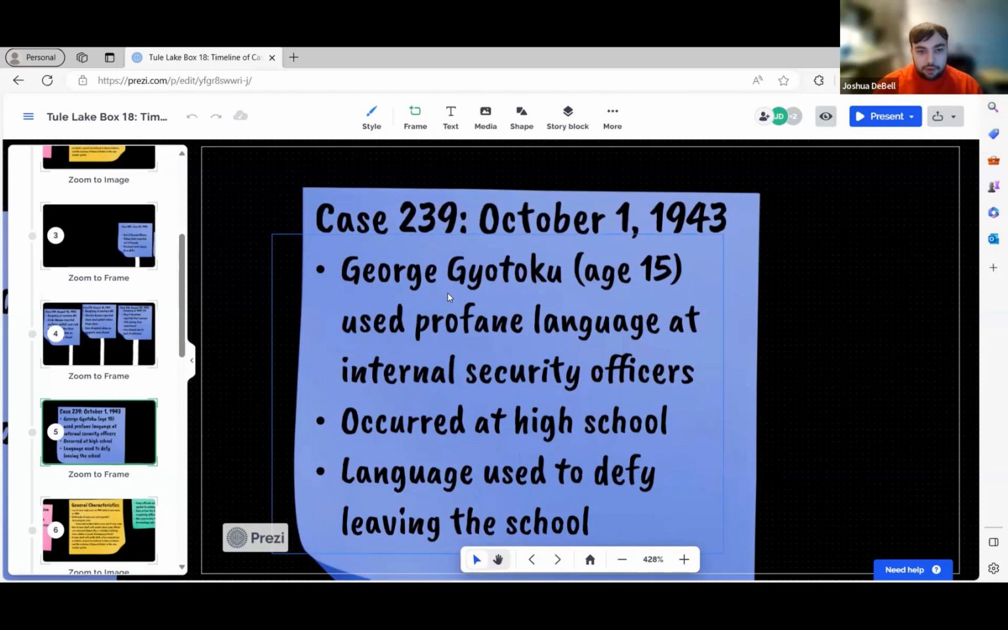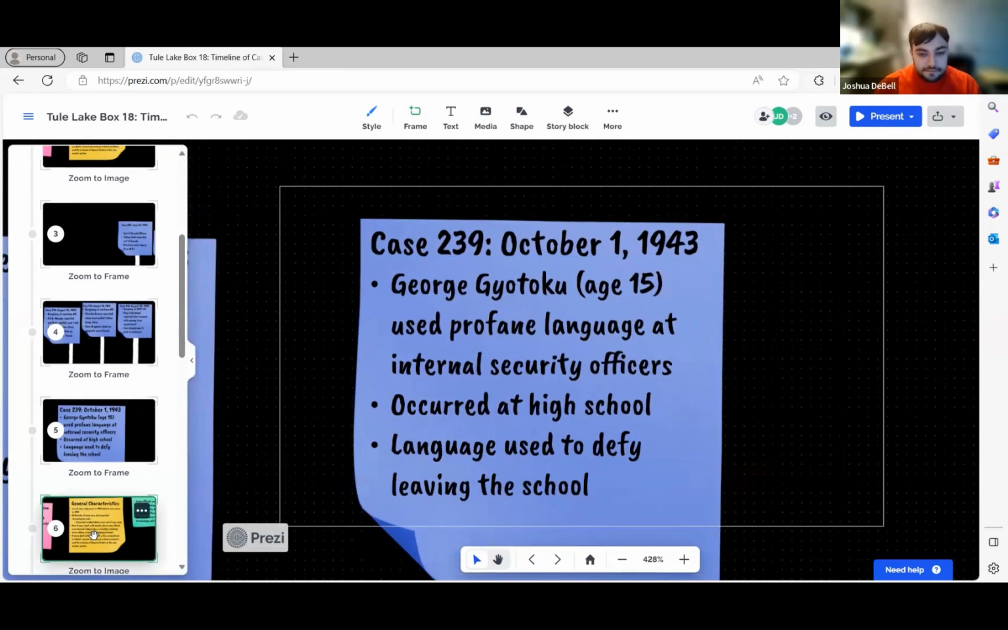So it dealt with George Gyotoko, who supposedly used profane language to internal security officers. It occurred at the high school and was used to defy the officers' request for the students to leave the school after hours. So again, this idea of regulation of where people should and should not be, but because they were not following it, which could be a form of resistance, it was counted as some form of criminal act, even though it was simply them using profane language at them.